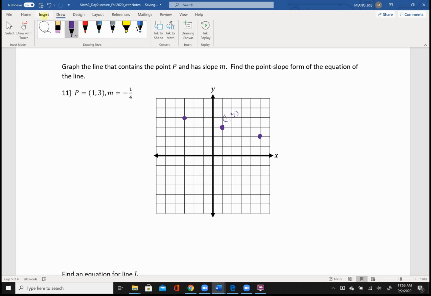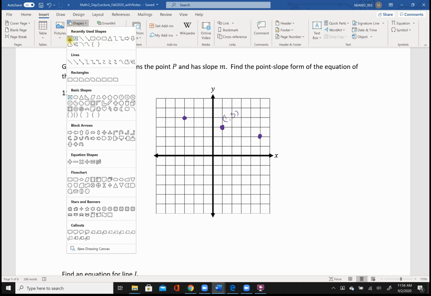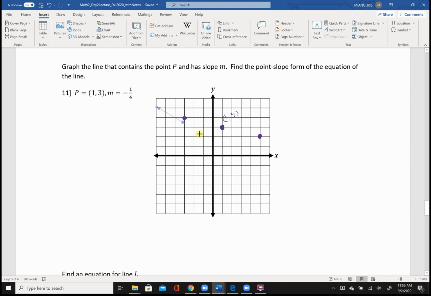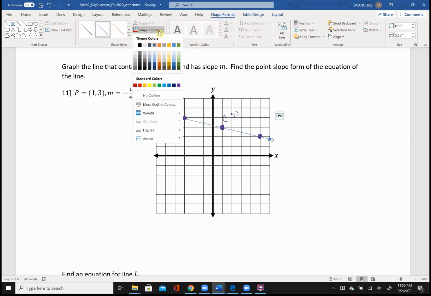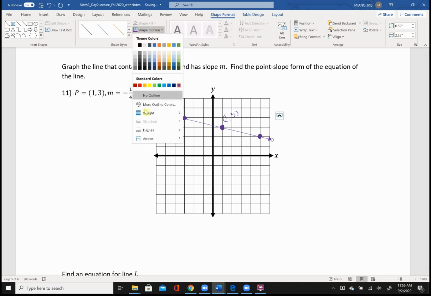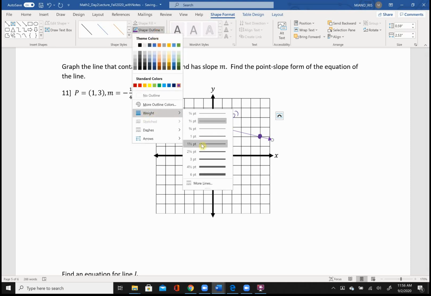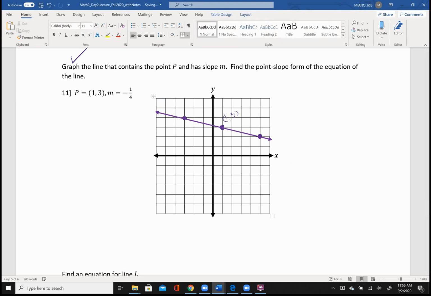So I'm going to go ahead and insert a line just so I have a straight trajectory here. And I'm going to have it go through all of my points to the best of my ability. Let me just do some slight adjustments. Yeah, that looks pretty good. I'm also going to make my line the color that goes with this and make it a little bit thicker, just so it looks real pretty. Cool, I like that. Look at that, beautiful. Okay, so I've graphed my line, check that off the list.